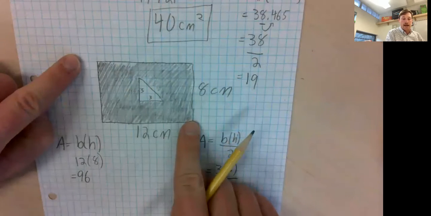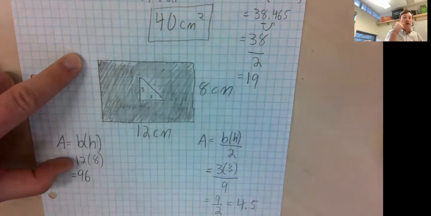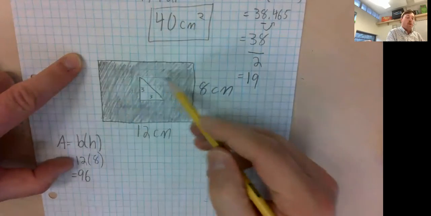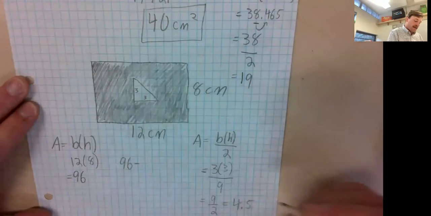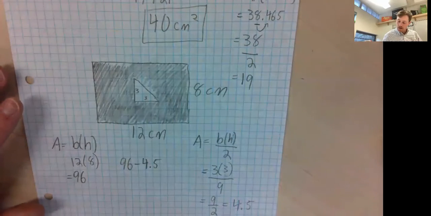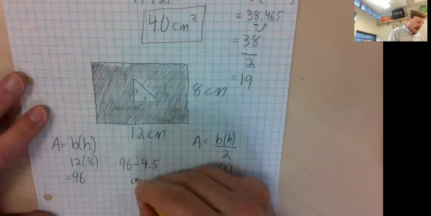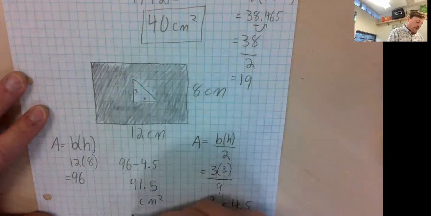The total area is 96. I need to take that area out of the equation to figure out what the shaded area is. So all I'm going to do is 96 minus 4.5. And that's going to give me 91.5 centimeters squared of shaded area.